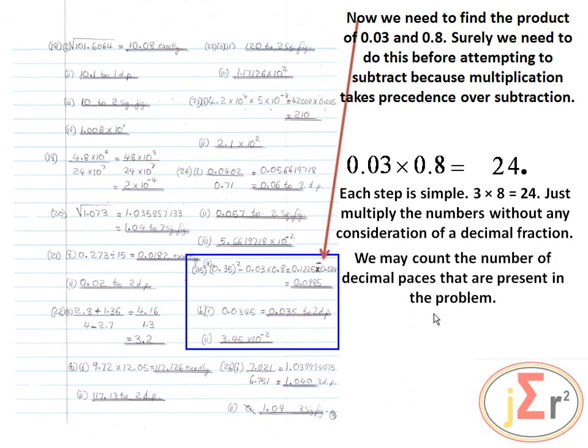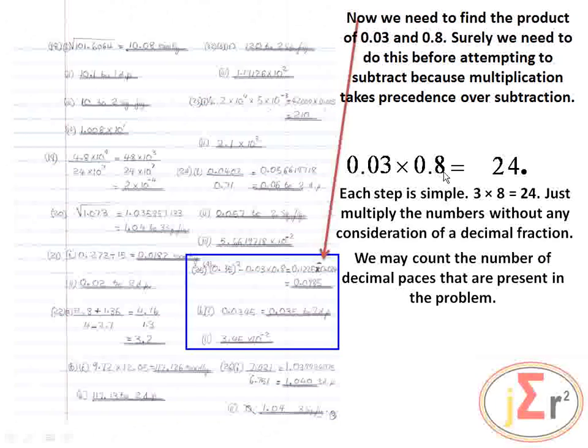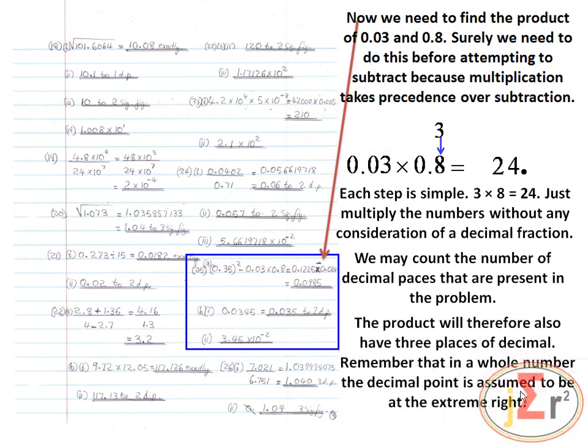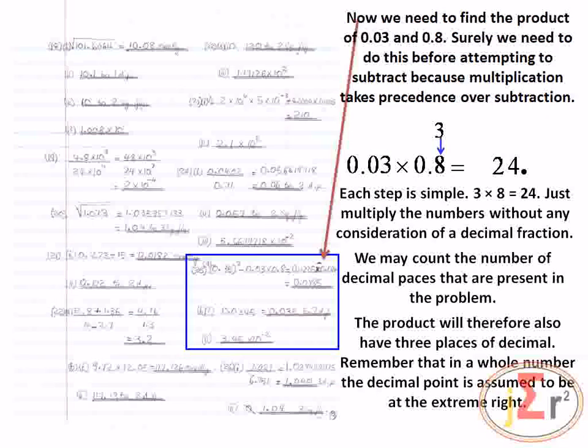We count the number of decimal places in the numbers that we have in the statement of the problem. So what we have here, 0.08 times 0.3. Count those decimal places. 1, 2, we have in the first one, and another one there. So we have a total of 3 decimal places. The product will therefore also have 3 places of decimal.